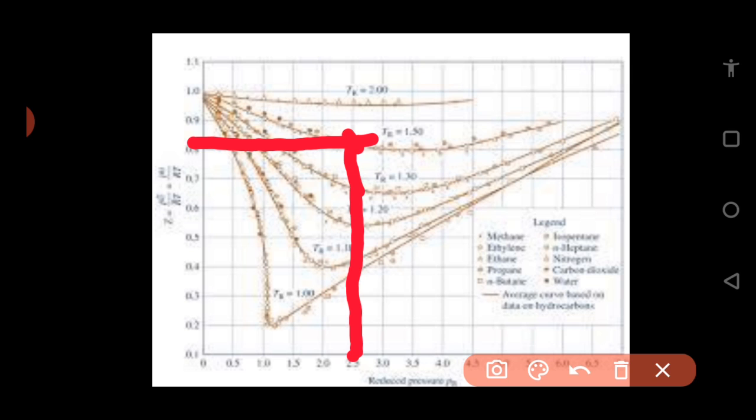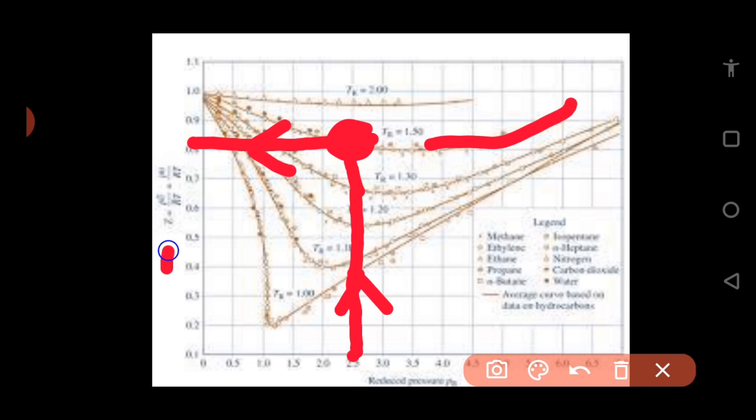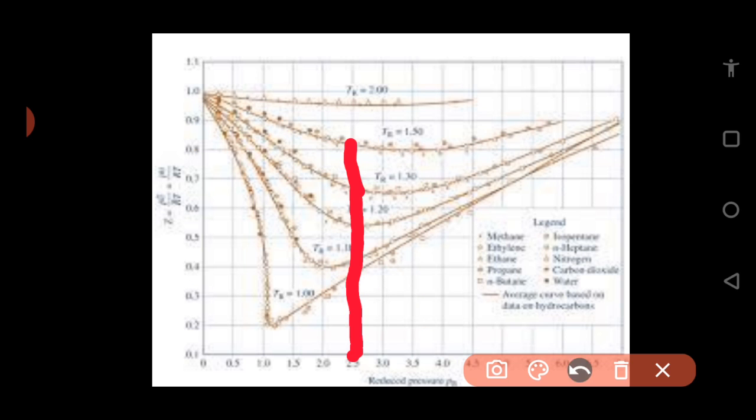You understand? So first we take the reduced pressure 2.5. Then we take this line, this is the reduced temperature line 1.5. Wherever they intersect, this is the point where it is intersecting. Then I will go to the left, and this is the compressibility factor, and here it is shown. So the intersection point is 2, and this is 3. This way you can find out the compressibility factor, that is the value of Z.